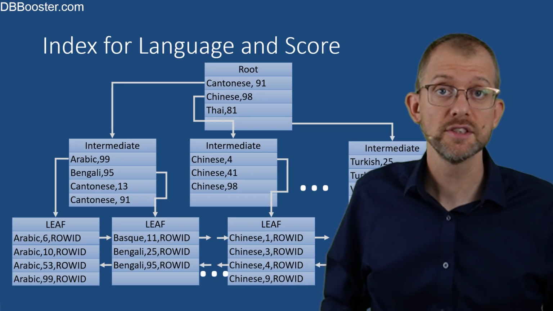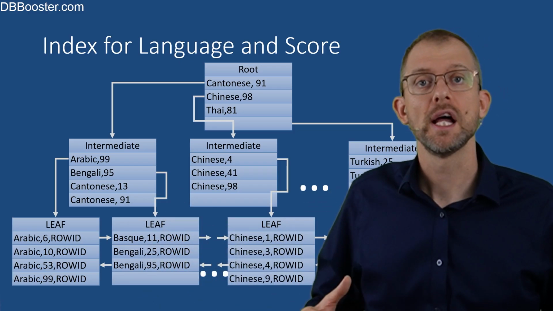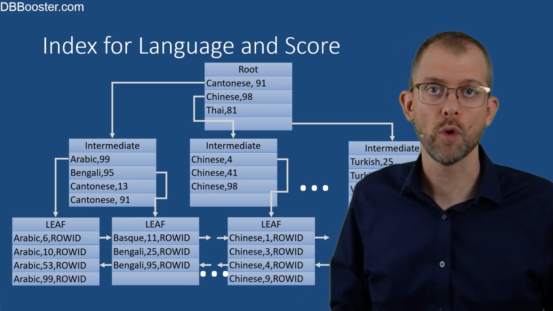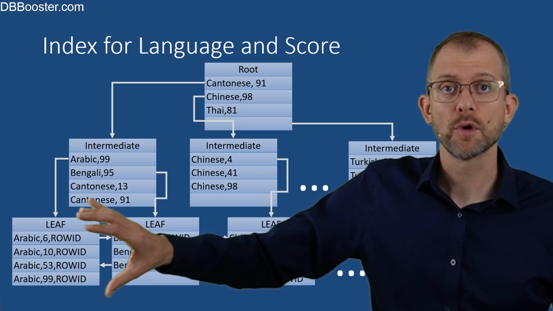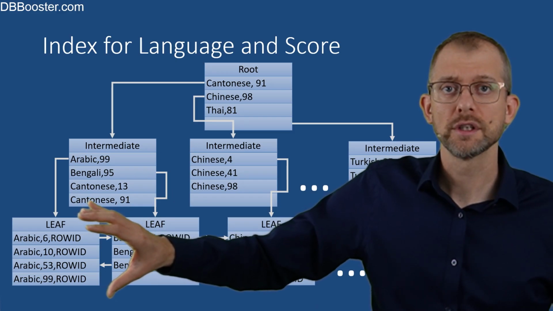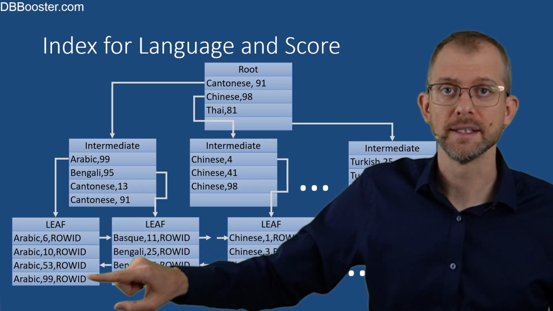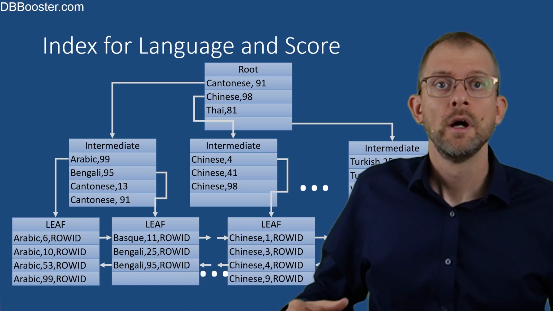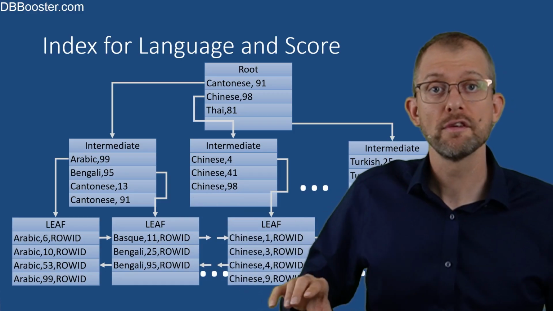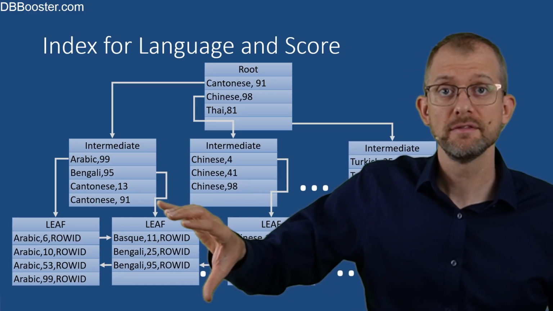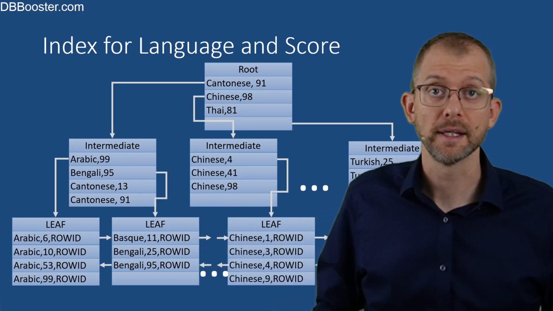However, the point is that the key values are ordered in the leaves, first by language, and when the language is the same, then by score. For example, on this page, with all values for language Arabic, they are ordered by score 6, 10, 53, 99. Then there is a pointer, and because I have only 4 movies in Arabic, the next values are Basque 11 and Bengali 25, Bengali 95, and so on.